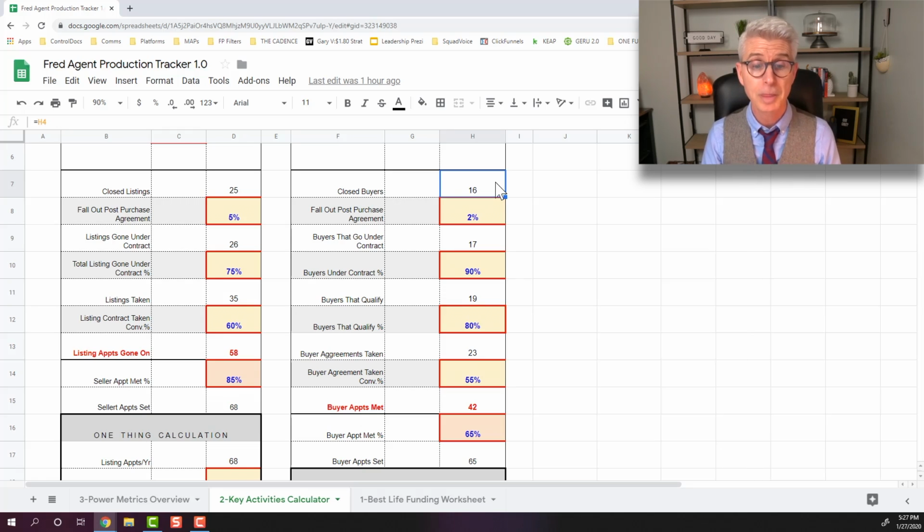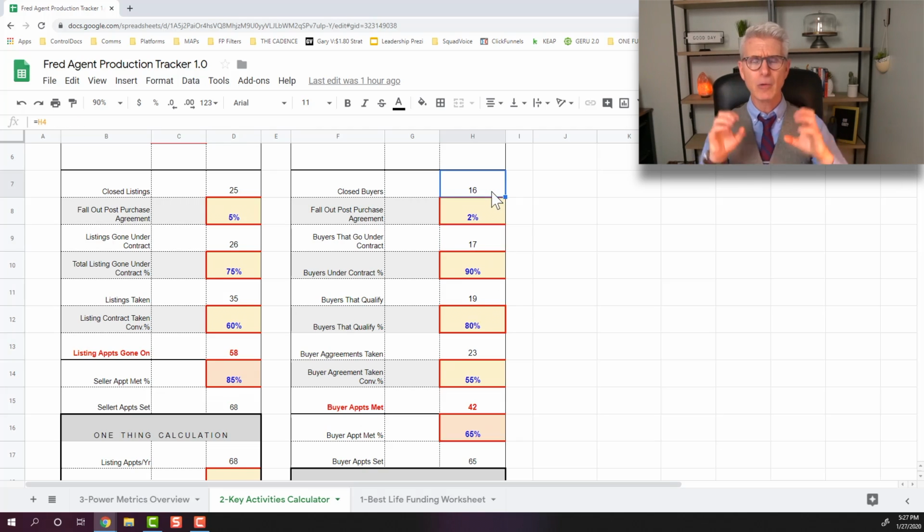the way to close. So if Fred knows that he's got to meet with 42, then how many appointments does he have to set? Well, Fred knows that when he sets a buyer appointment, 65% of the time he meets with that person. So Fred knows that if he sets 65 appointments, he'll meet with 42, he will sign 23, 19 will qualify, 17 will write purchase offers that get accepted, and 16 will close.